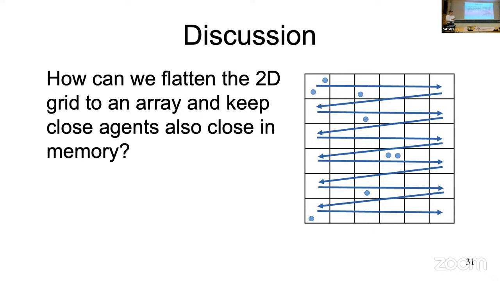I guess I didn't really explain it correctly then. The spaces without agents aren't stored. It's just you do this arrangement and then you arrange the agents in the memory according to this arrangement. So the empty spaces don't matter in this case. Maybe someone could think about fractals.